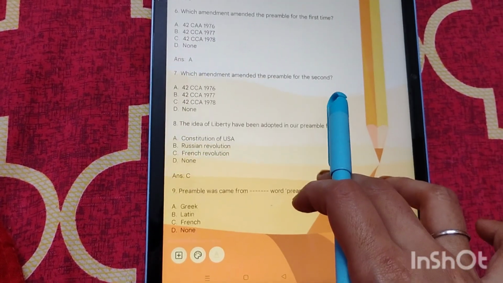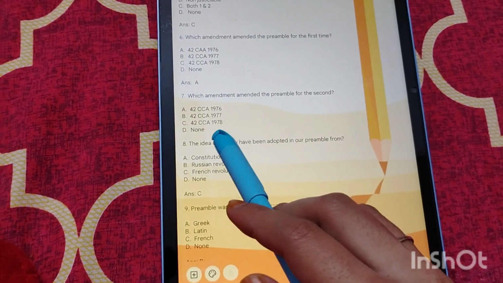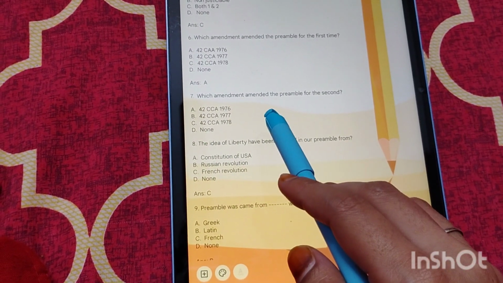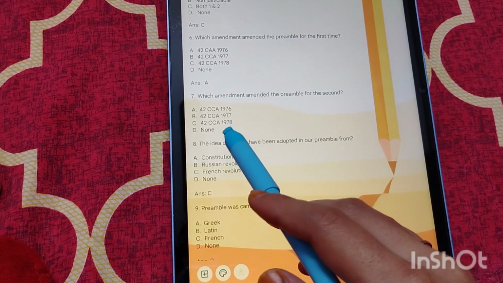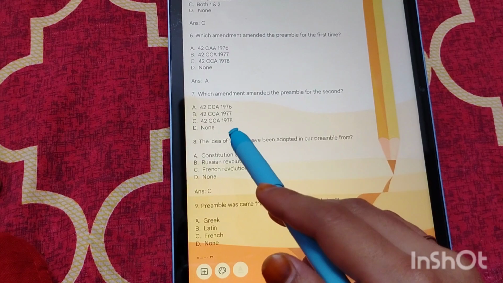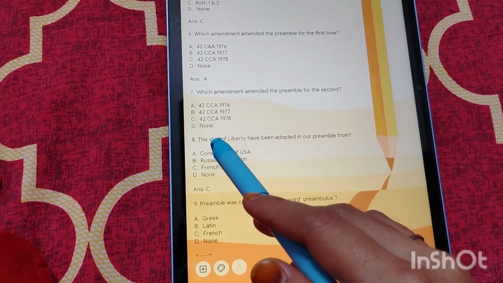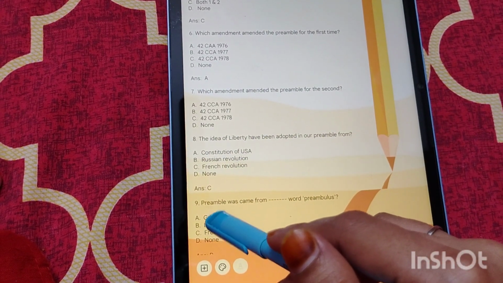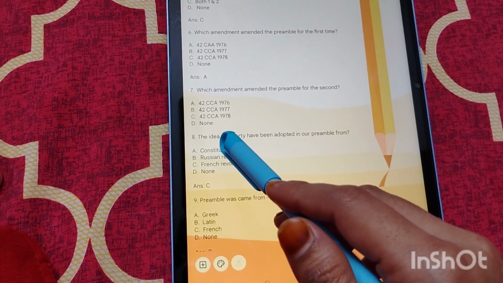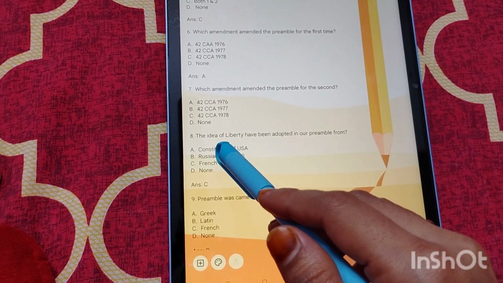Which amendment amended the Preamble for the first time? Option A, the 42nd Constitutional Amendment Act of 1976; option B, the 42nd Constitutional Amendment Act of 1977; option C, the 42nd Constitutional Amendment Act of 1978; and option D is none. So the correct answer is option A, the 42nd Constitutional Amendment Act of 1976 amended the Preamble for the first time.